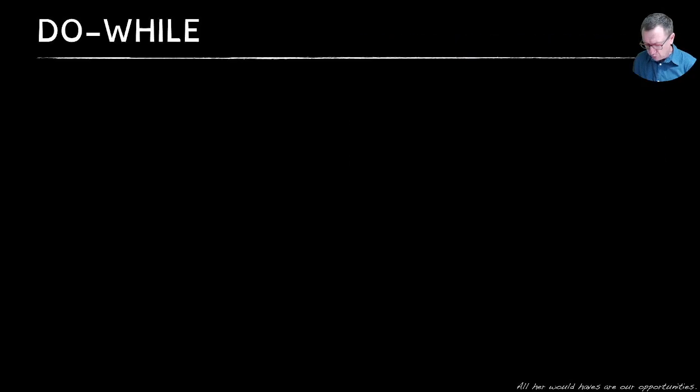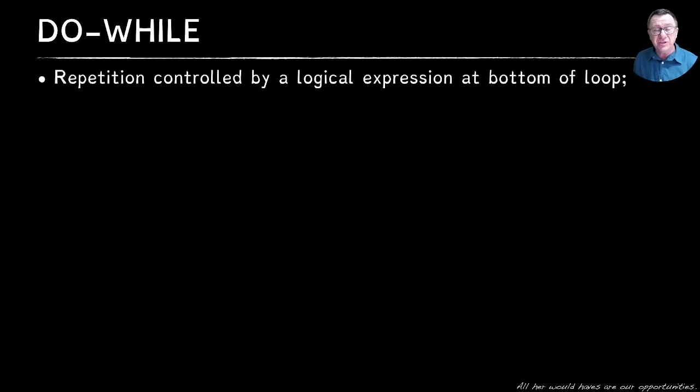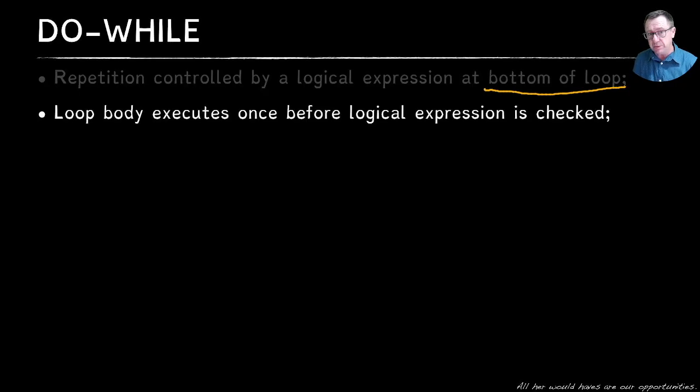Do while loops. Let's have a look at the do while loop, and we'll be able to see how it differentiates from the while loop. Now, we have a similar thing, repetition controlled by a logical expression at the bottom of the loop. Remember, in the while loop, it was at the top. Now it's examined, or controlled, from the bottom of the loop.